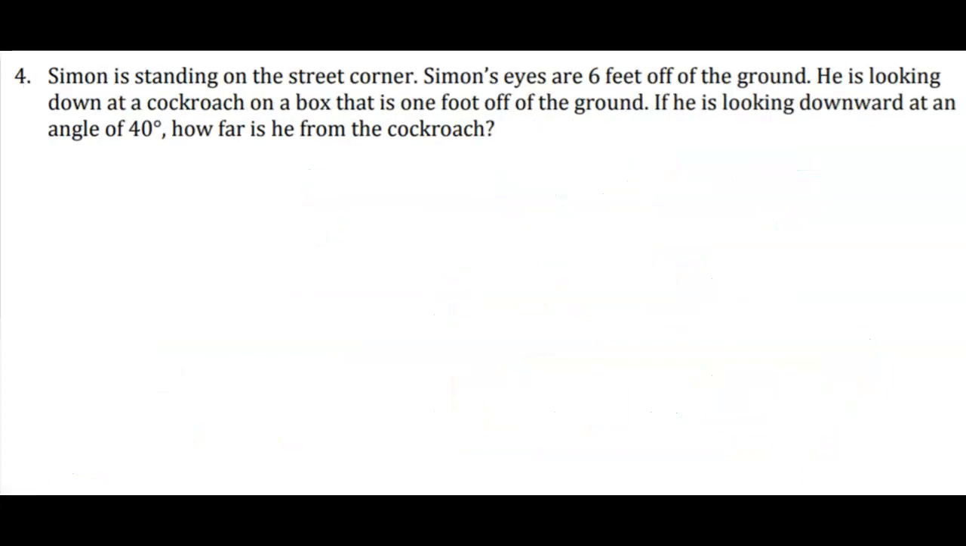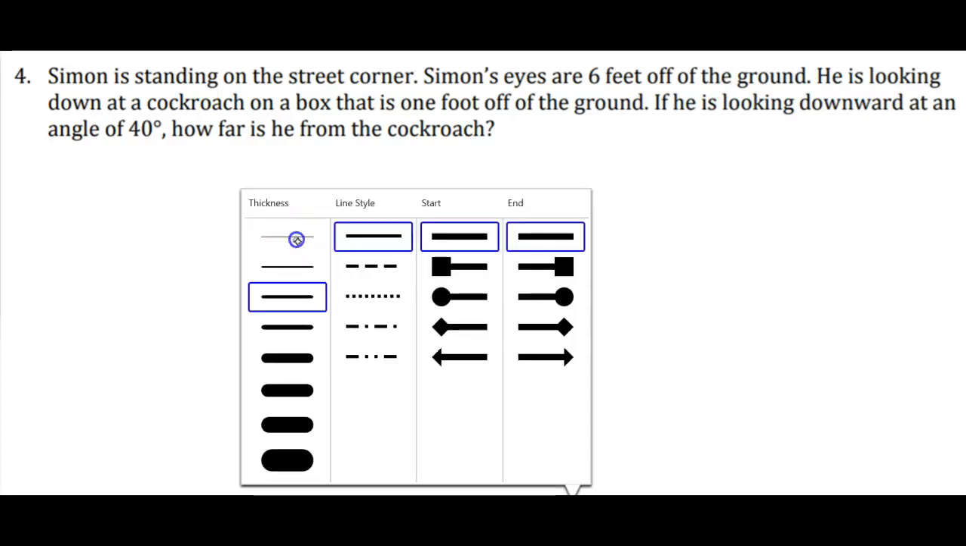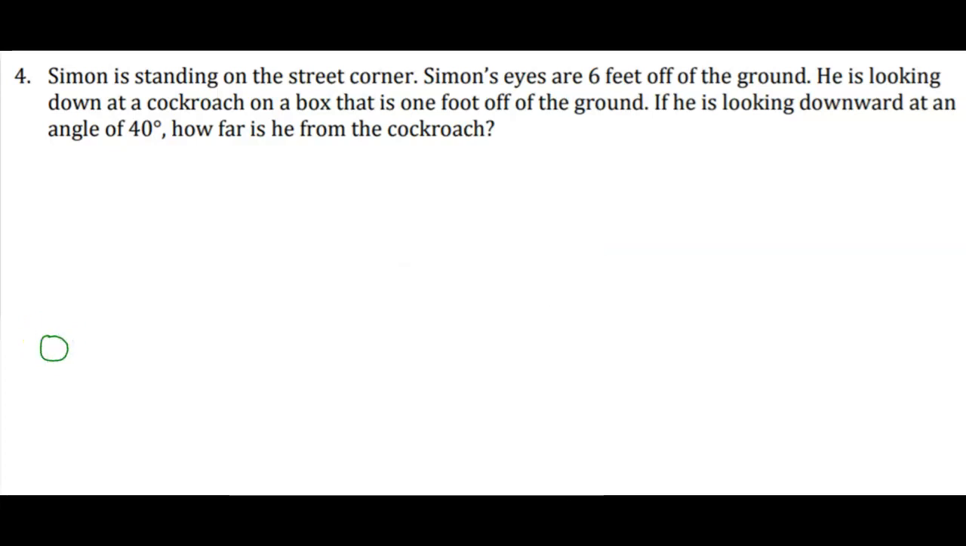Okay, next question. Simon is standing on the street corner. Simon's eyes are 6 feet off the ground. So we got Simon over here. So if his eyes are 6 feet off the ground, so I know this is 6 feet. He's looking down at a cockroach on a box that is 1 foot off the floor. So we have a little box over here. So this is 1 foot. And then there's a bug on the box. And Simon is looking down at the bug.